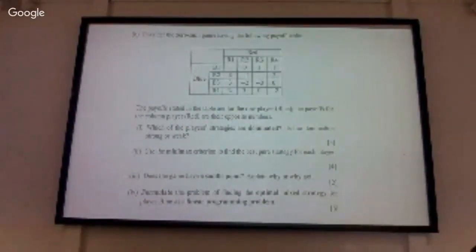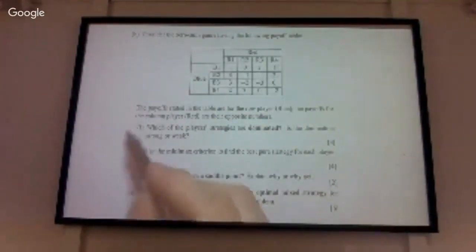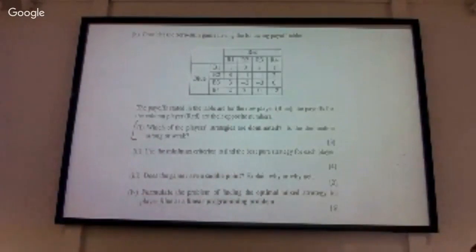The first bit is, are there any dominated strategies in here? Can you quickly find any dominated strategies on these numbers?